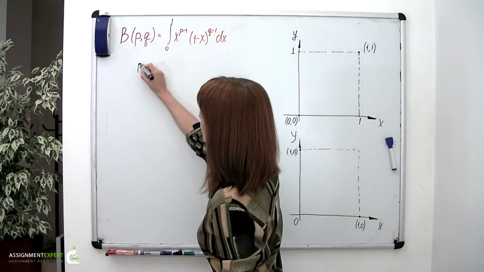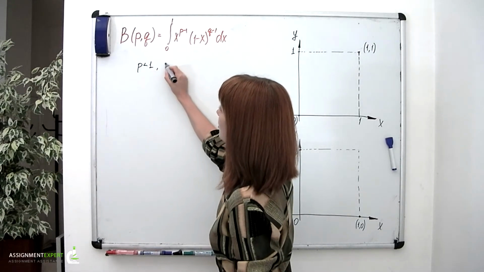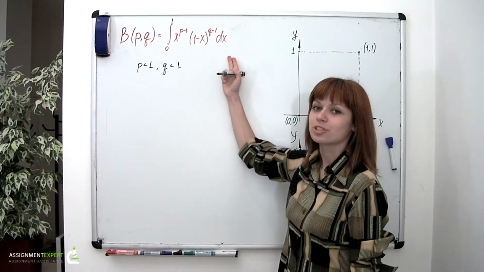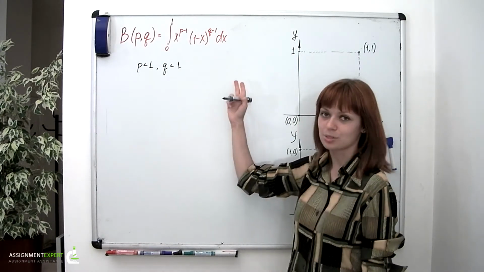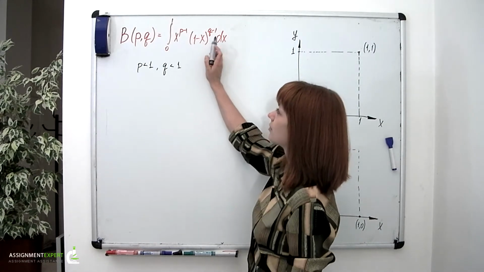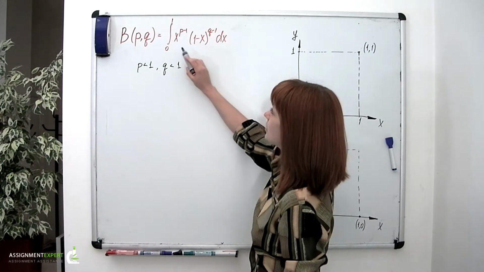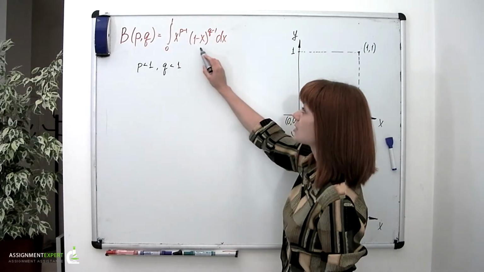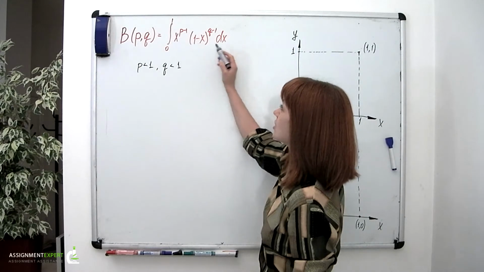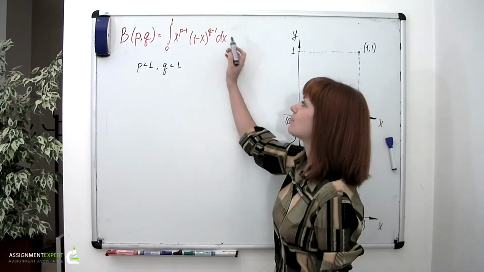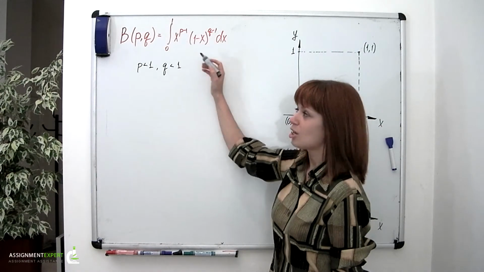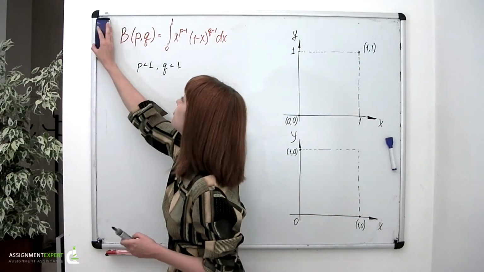If p is less than 1 and q is less than 1, then this is an improper integral, meaning that it has singularity points. Let's see. If p and q are less than 1, then these powers we have next to x and 1 minus x become negative numbers, which is exactly the same as if we had these two factors in the denominator. So if either of them equals 0, the whole function approaches infinity. But we won't be dealing with them.